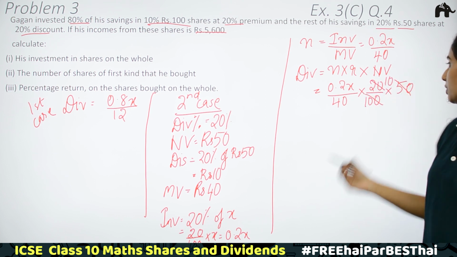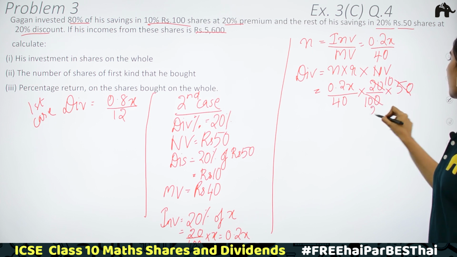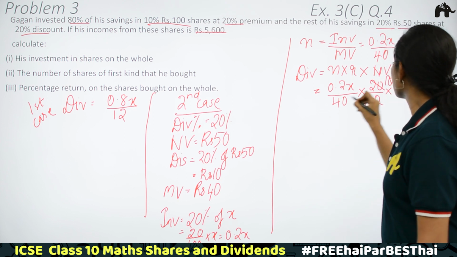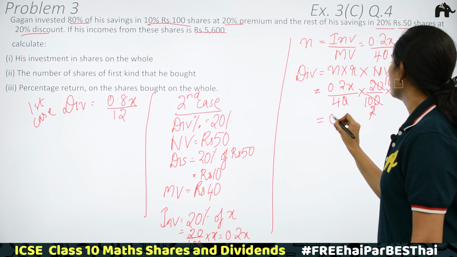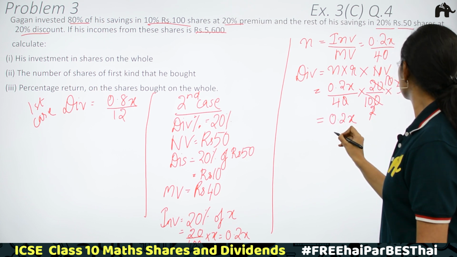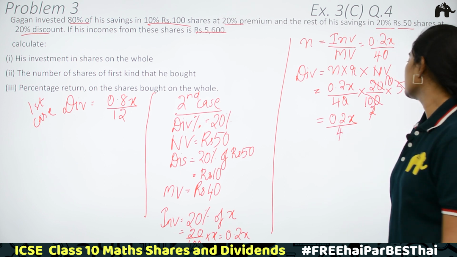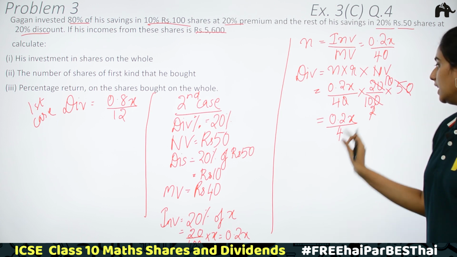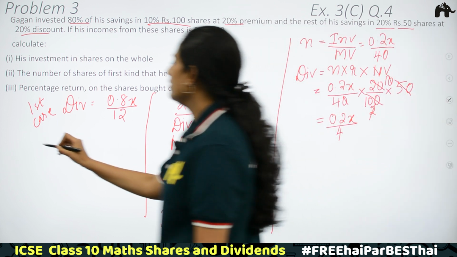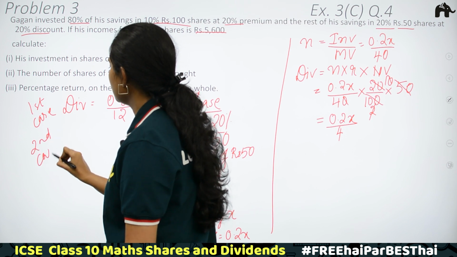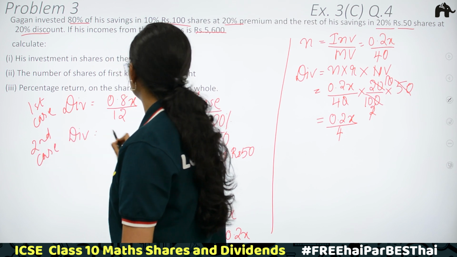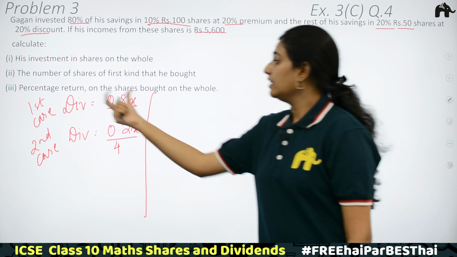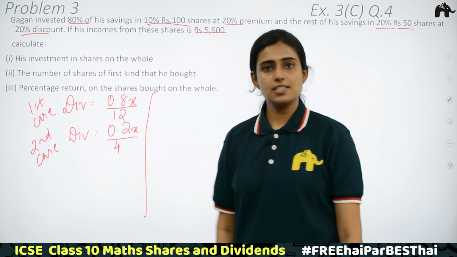50 and 100 you will be getting 2. 2 and 20 you can cancel. You will be getting 10. That is, you can cancel the zeros. 0.2x by 4. Clear? This is the dividend in the second case. Second case, dividend is equal to 0.2x by 4. We got the dividend for the first case and the dividend for the second case.